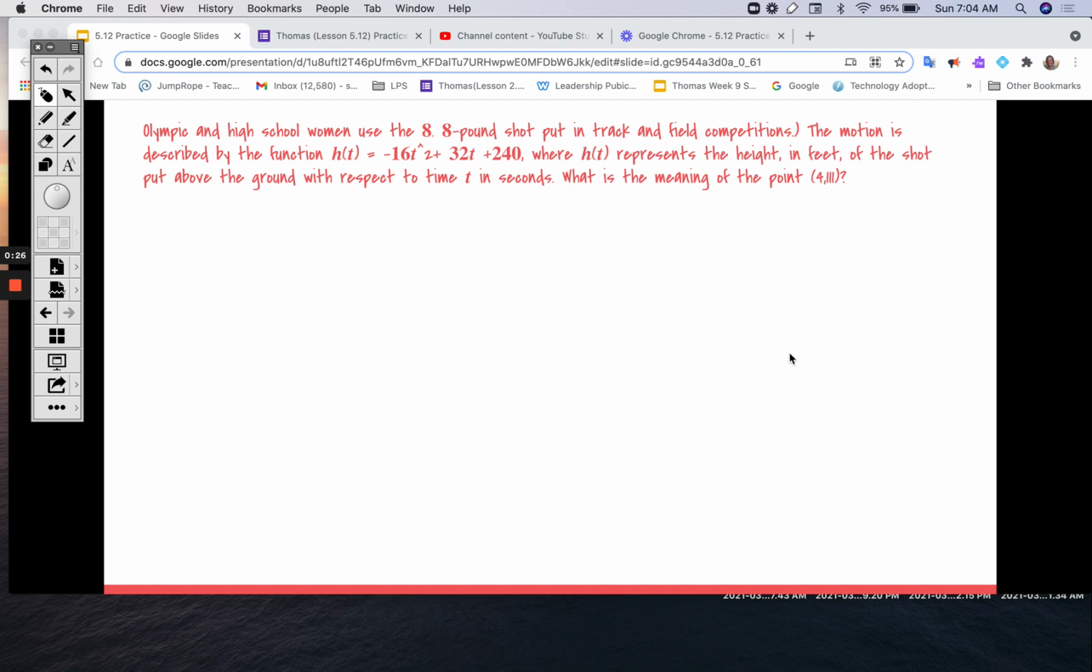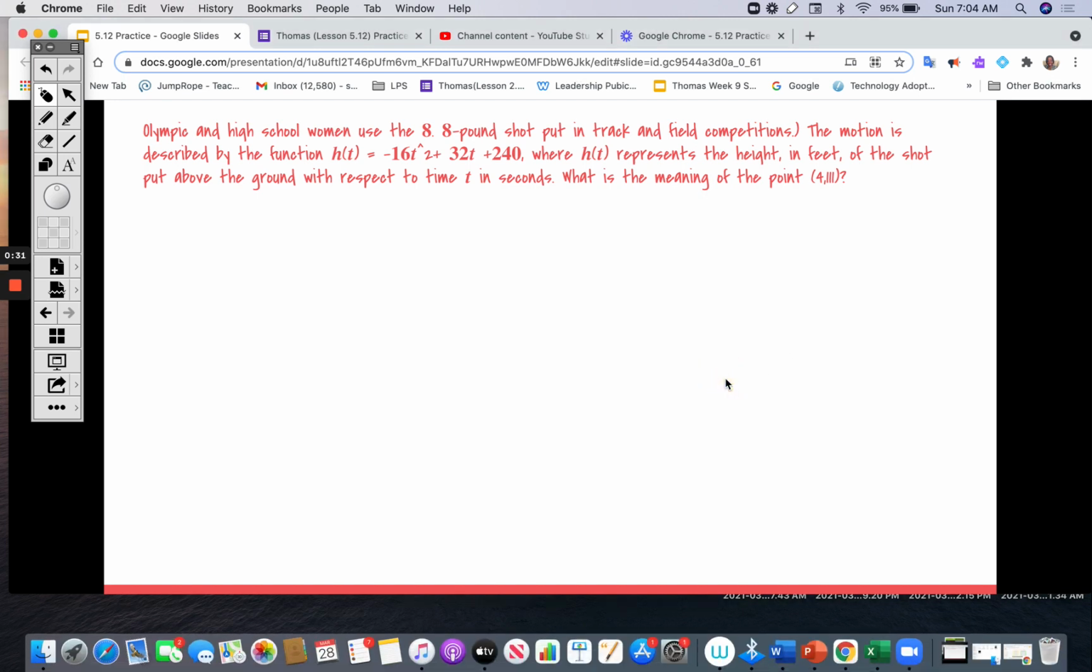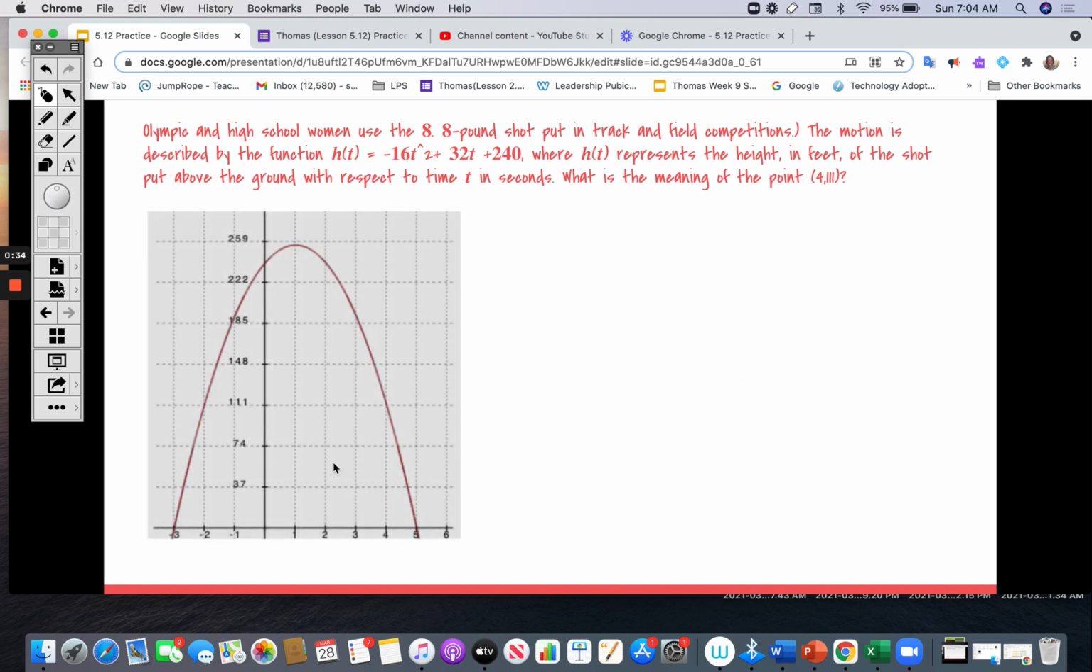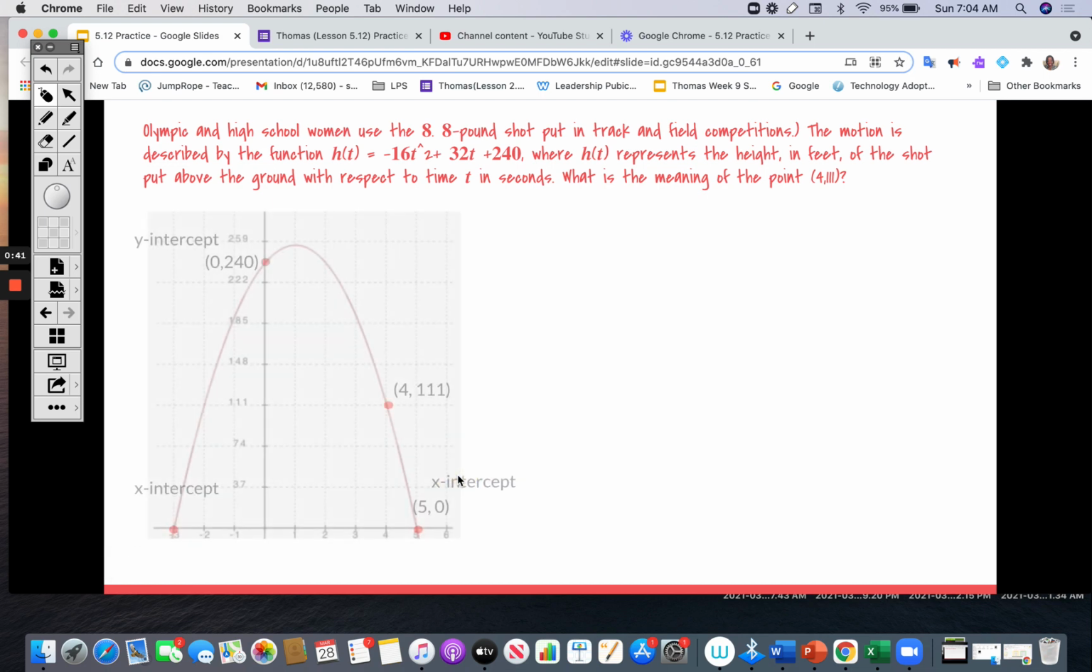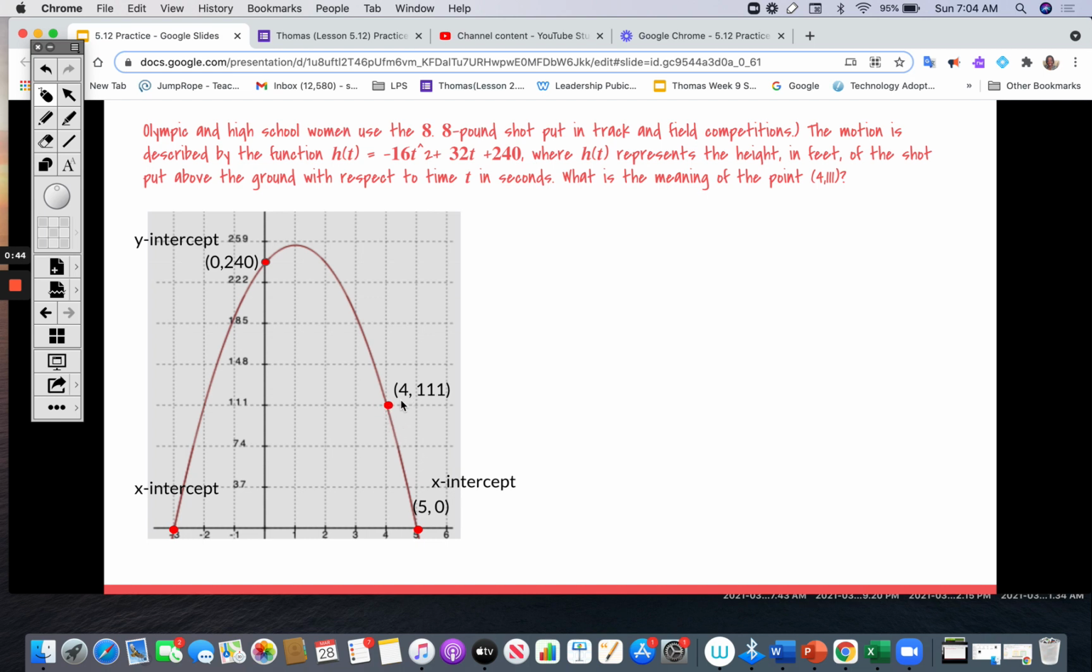And then we're going to pick another point, explain what it means, and we're going to find the y-intercept of this graph. So remember they said h(t) is the height, and t is the time in seconds. So when we think about the point (4, 11), it would mean that after 4 seconds, the shot put is at a height of 11 feet in the air. And it appears that it's coming back down at that point in time based on our graph.